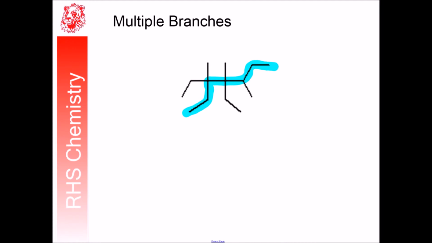And now I'm going to identify what my branches are. And so I've got a 1 carbon branch there, another 1 carbon branch there, and another 1 carbon branch there. So those are my methyl branches. And then here I've got a 2 carbon branch and another 2 carbon branch there. And that's all my branches.